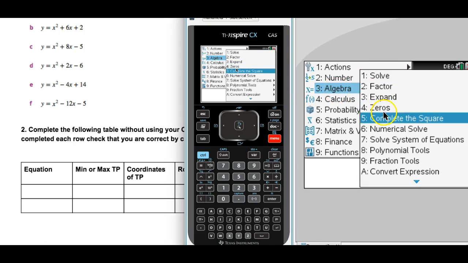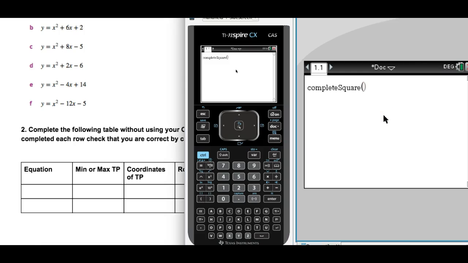Go to algebra, then complete the square. So if we're doing f, you don't have to put y equals, just write the expression on the right hand side, x squared minus 12x minus 5, and then do comma x, and it'll put it into turning point form for you, which is really nice. So you can see there that I actually got the right answer. Woohoo!